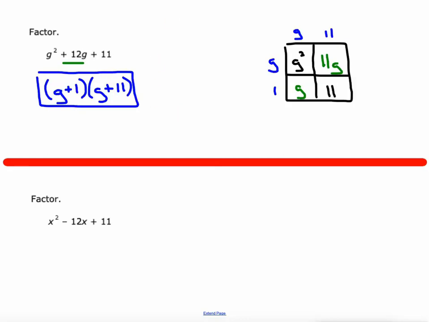So let's do another one. Down here we've got x squared minus 12x plus 11. It's basically the exact same thing, except the variable changed from a g to an x. And the middle term is now negative 12 instead of positive 12. So let's look at how that would change things.